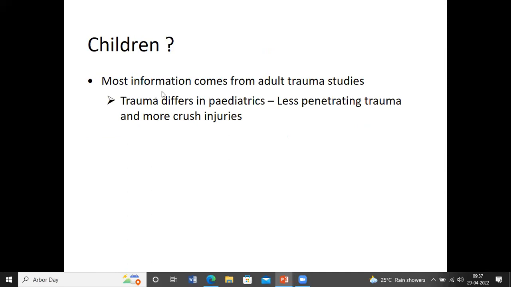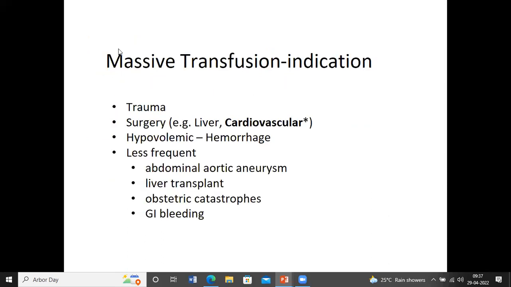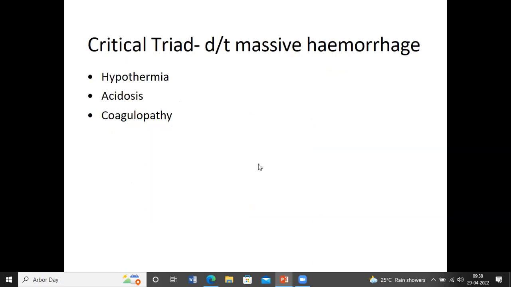Apart from that, we also know that most of the trauma is different when you look at adults and in children. Trauma in children are usually crush injuries, and in adults, it's usually penetrating traumas, and therefore the requirement may be different in pediatric and adult. So the indications are basically trauma, surgery, especially that of cardiovascular surgeries, hypovolemia due to huge hemorrhages, and other causes like liver transplant, GI bleeding, etc.